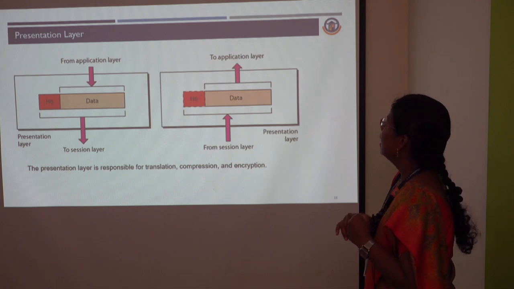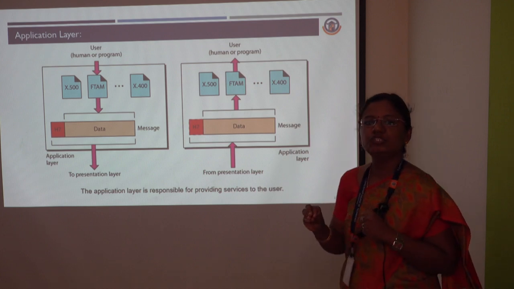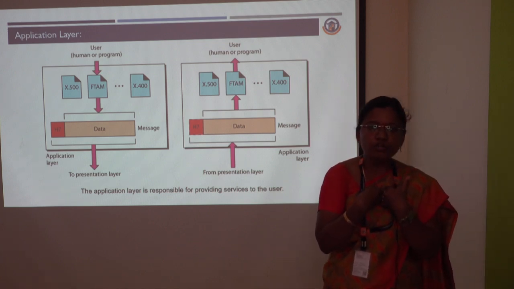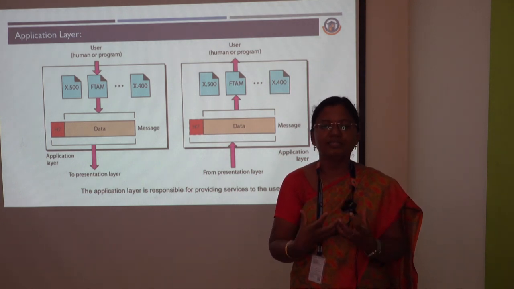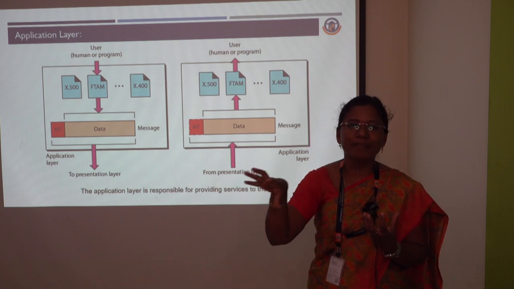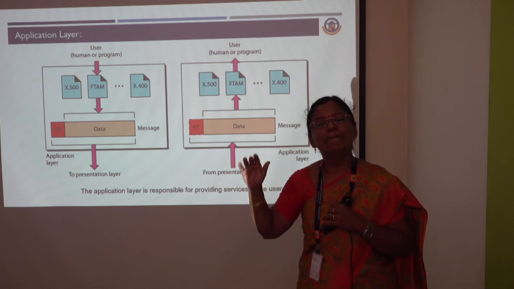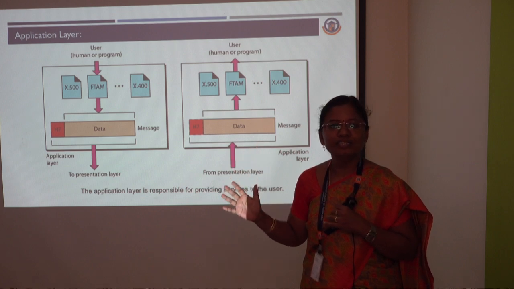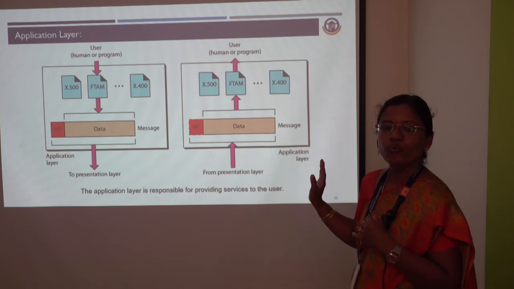The next layer is the application layer. This layer is responsible for providing services to the users, the end users. If we want to access data, or retrieve, store, or manage files, we need some protocols. Those protocols are implemented in the application layer. So this layer is responsible for providing services to us, the end users. So these are all the 7 layers of the OSI model.